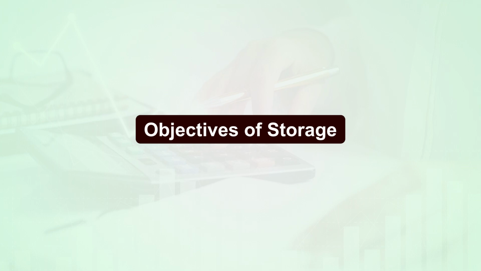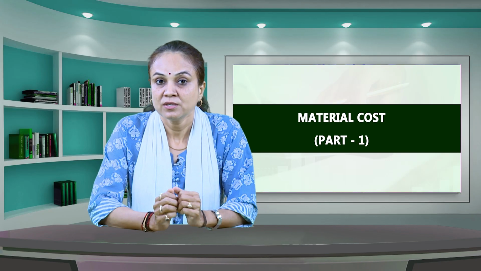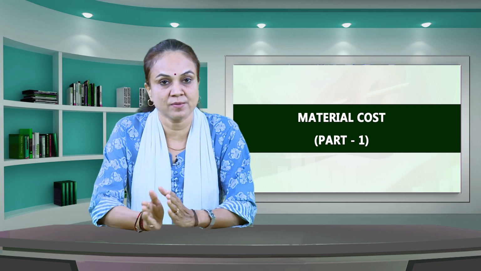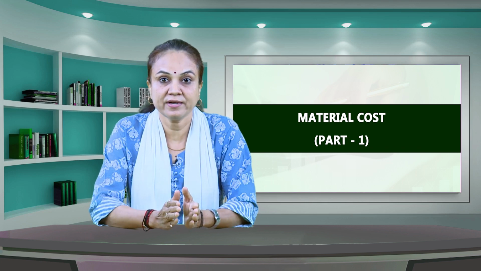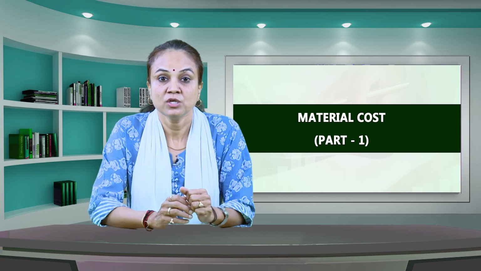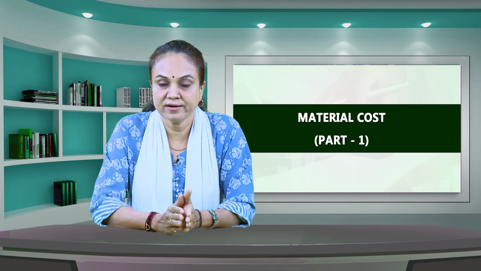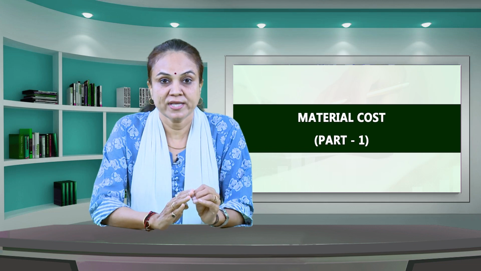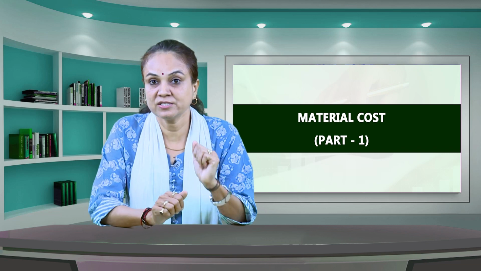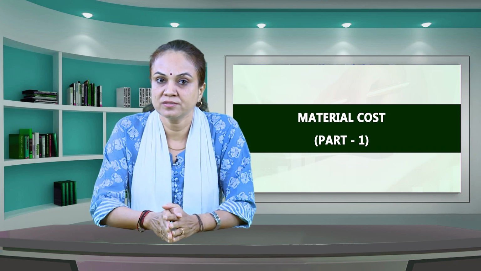Let's understand the objectives of storage. Number 1, to ensure uninterrupted supply. Number 2, to prevent overstocking and understocking of stores. Number 3, to protect stores against pilferage, theft, fire, deterioration, evaporation, etc. Number 4, to ensure an effective and economical use of available storage space and labor. Number 5, to minimize the cost of storage. Number 6, to maintain up-to-date stores records.